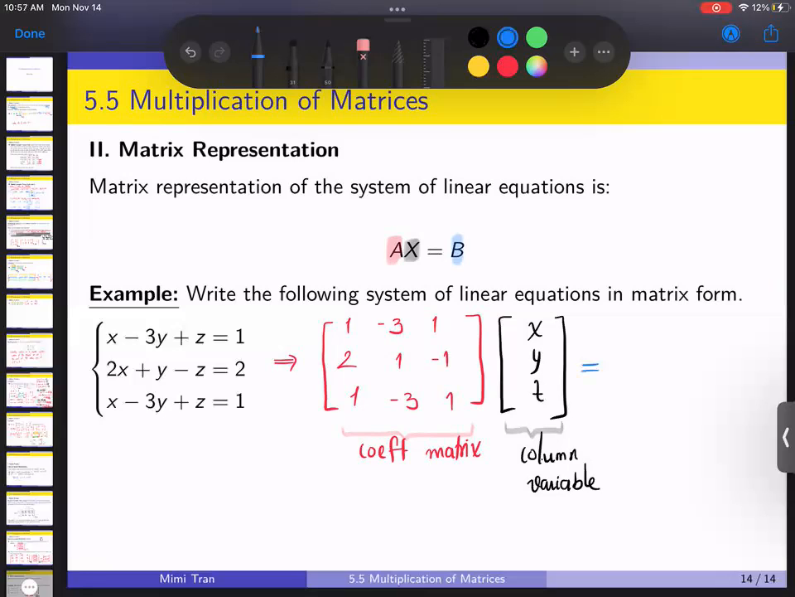And the last one is called the constant matrix, the numbers on the right of the equal sign. So in this case, it'll be 1, 2, 1. The constant matrix. All right. And later, we're going to learn how to solve for X, Y, Z using the inverse matrix. But that's 5.6, right? We'll get there. But that is matrix representation. All right. Yay, we're done with 5.5.